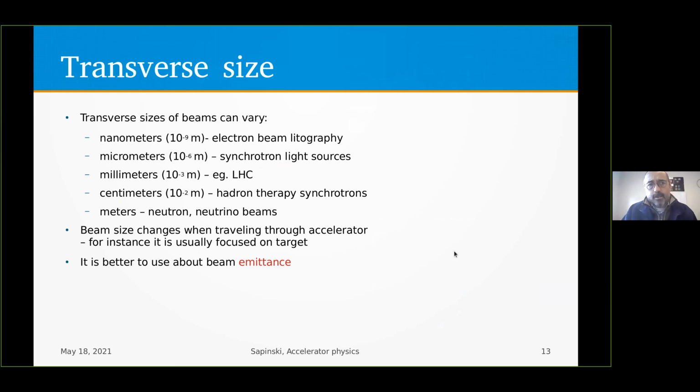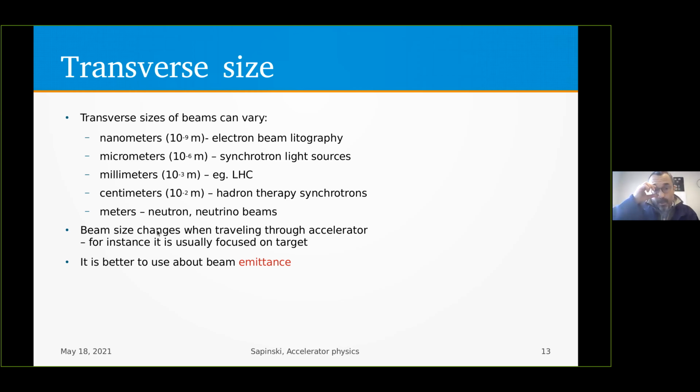So the transverse size of the beam, again, there are many different sizes, and it goes from nanometers, which are the typical sizes of electron beams used for lithography to produce electronic chips, all the way through, let's say, centimeters, which are the typical sizes of beams in hadron therapy systems. We can focus them afterwards to millimeters, that's what we do, but the circulating beam usually has a size of the order of centimeters, and the neutral beams can be of the size of meters or even tens of meters.